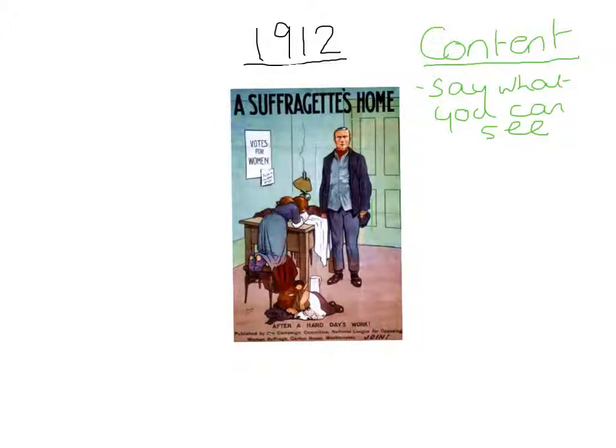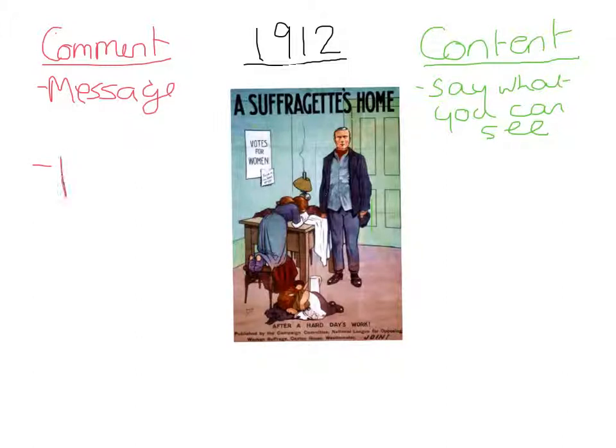And the next bit that we need to do is comment on the source. So again, really simple. Comment is the message, and also the purpose. The message of this source clearly is that suffragettes aren't doing their jobs properly. They're not being able to be good mothers because they're going out all day. So that is the message.